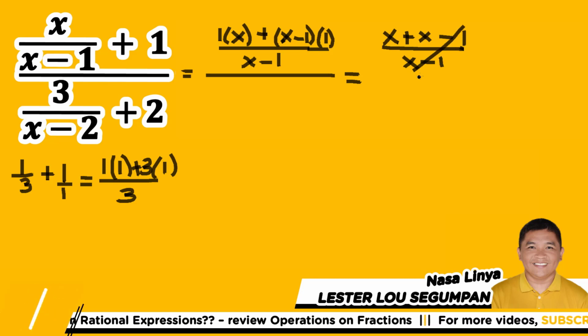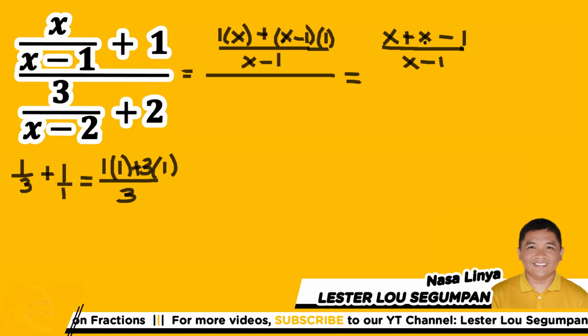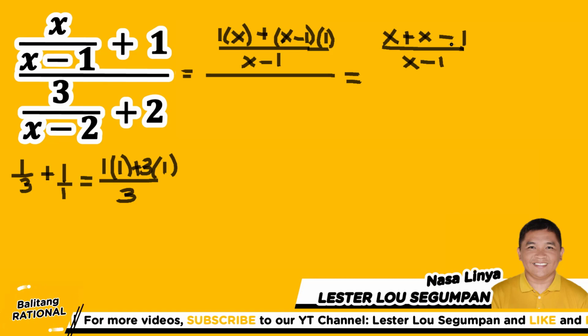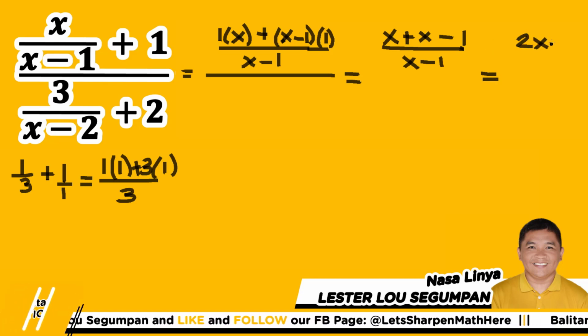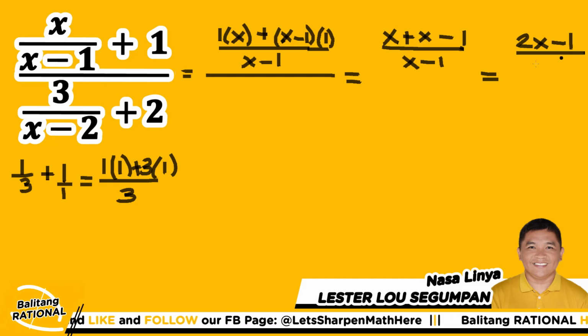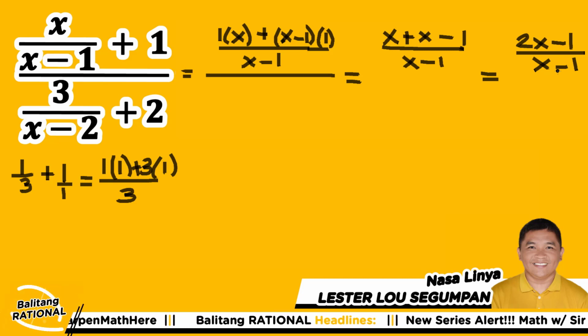Di po pwede po. Kasi nga po, cancellation law can only be used for terms that are separated by multiplication, not by addition or subtraction. So dito po, when we combine it further, you have 2x plus x is 2x minus 1. Yung numerator is still x minus 1. Di po pa rin pwede i-cancel ito. Baka mamaya, we can look for things that we can cancel, but now, we cannot do that.